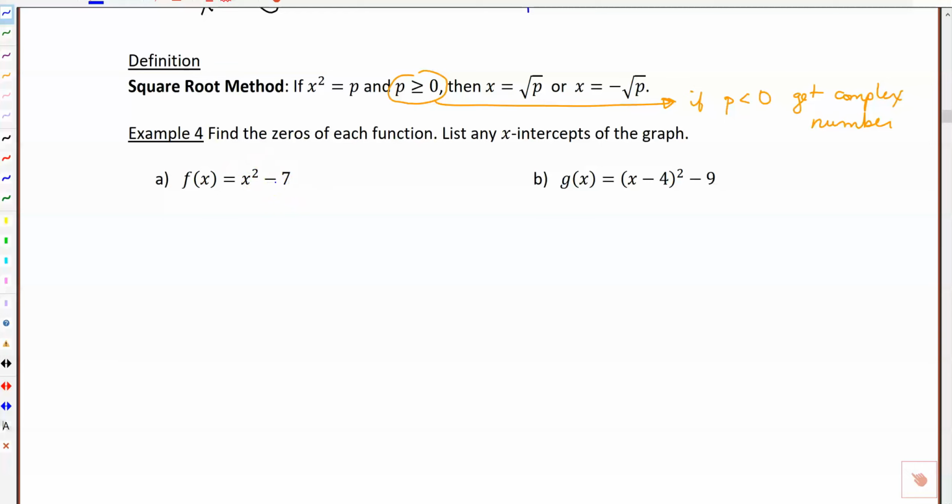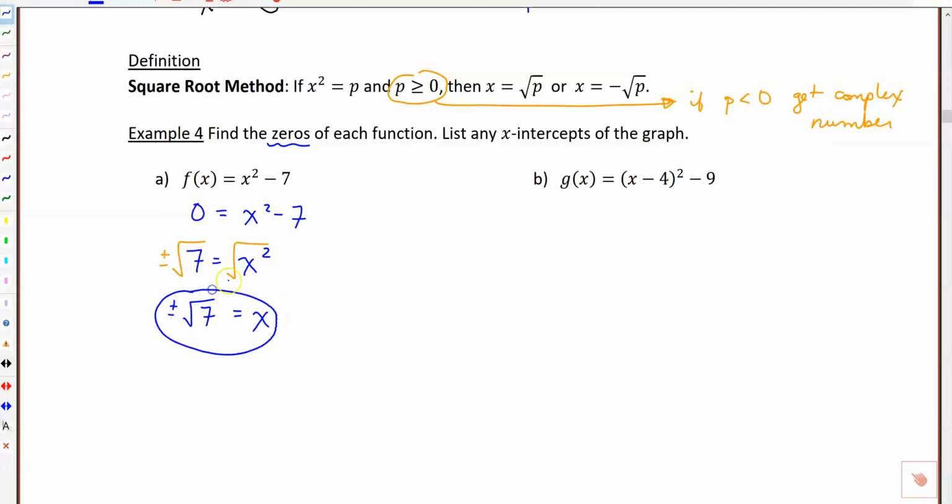So again, to find the zeros, where the f of x is, you're going to put a 0 in. So I get 0 is equal to x squared minus 7. Let's isolate that squared term, so I'm going to add 7 to both sides. Now to undo my square on my variable, I'm going to square root. And now again, when I introduce the square root, don't forget about the plus or the minus on the side opposite your variable. So I get plus or minus the square root of 7 is equal to x. The square root of 7 doesn't simplify, so I can go ahead and leave it like that. So these are going to be my zeros.